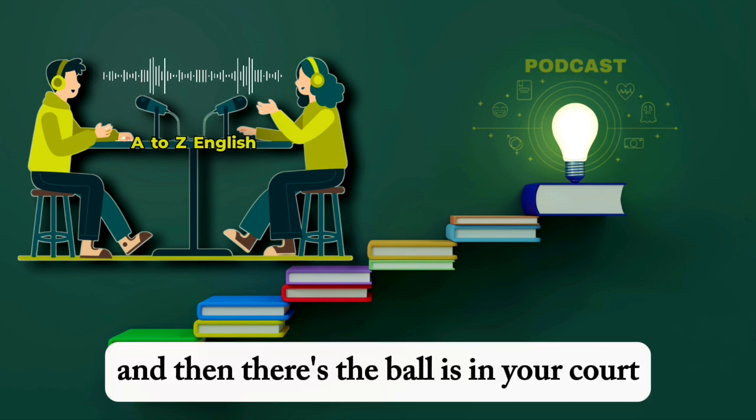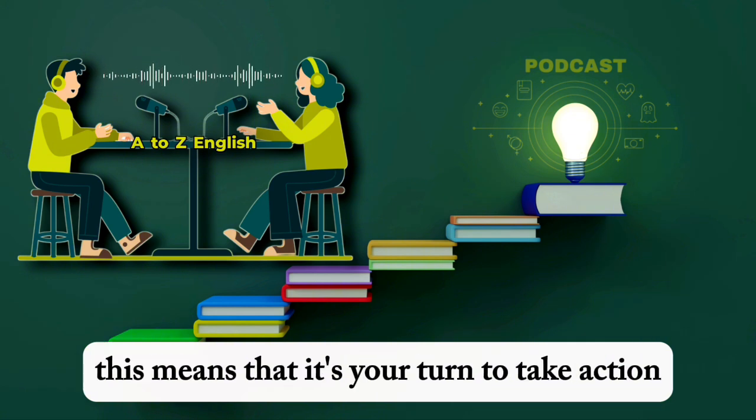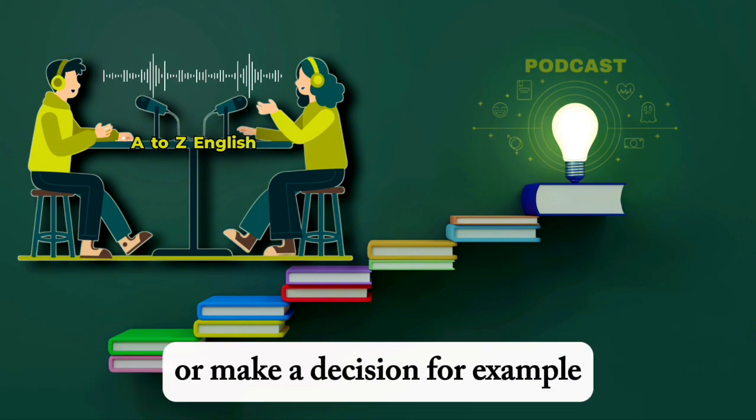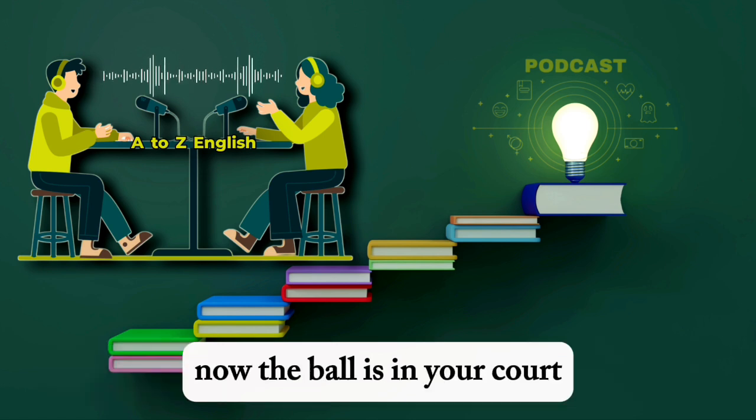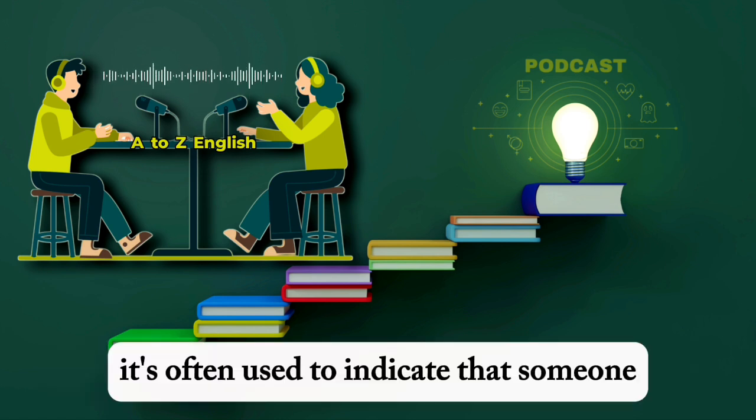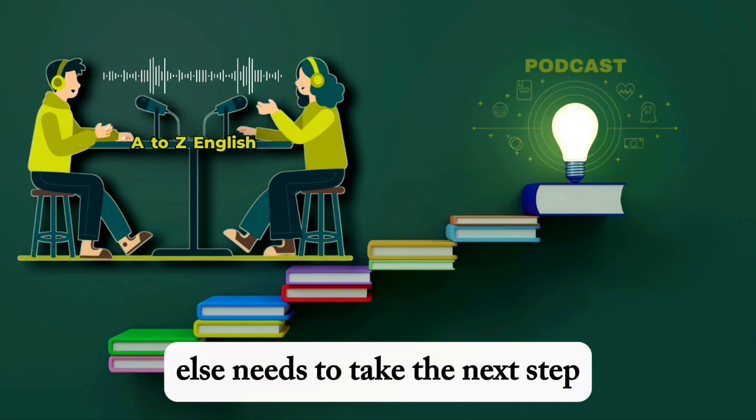And then there's the ball is in your court. This means that it's your turn to take action or make a decision. For example, I've done everything I can to help with this project. Now, the ball is in your court. It's often used to indicate that someone else needs to take the next step.